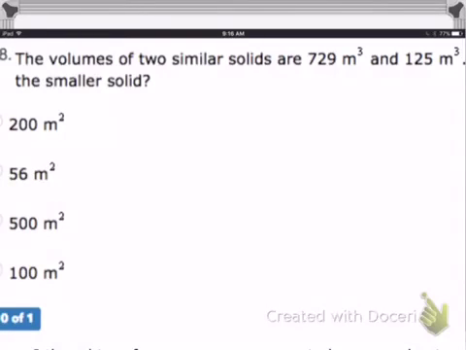Hello NSA student, this is a question that I get a lot and it's related to the volumes and the areas and the similarity ratios of similar figures.